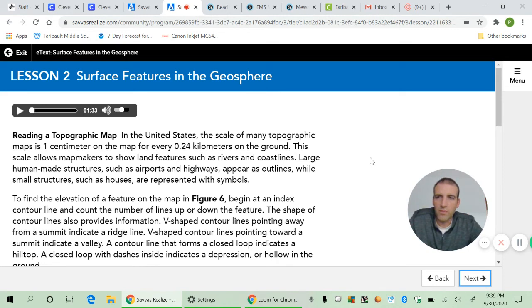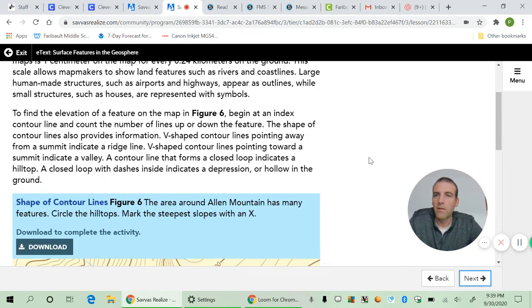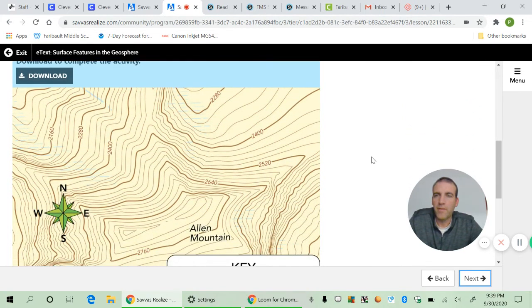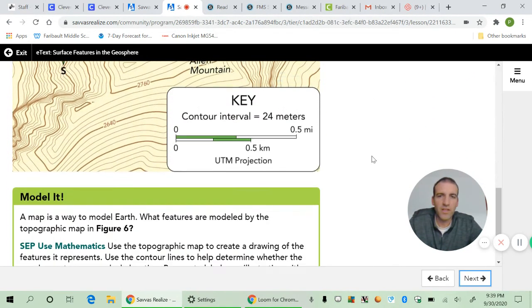On the next page, we've got some information about how to read a topographic map if you haven't done that before. And there is an activity that goes with that your teacher may ask you to do.